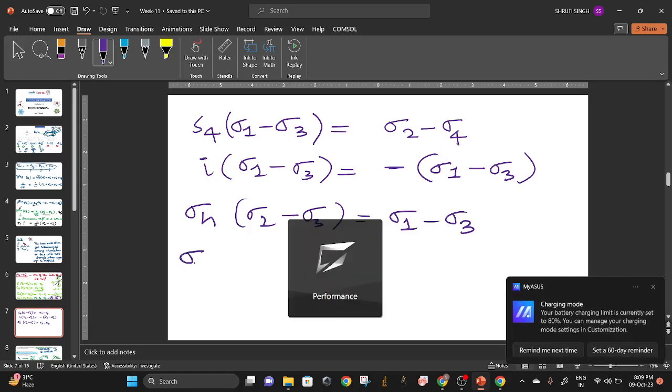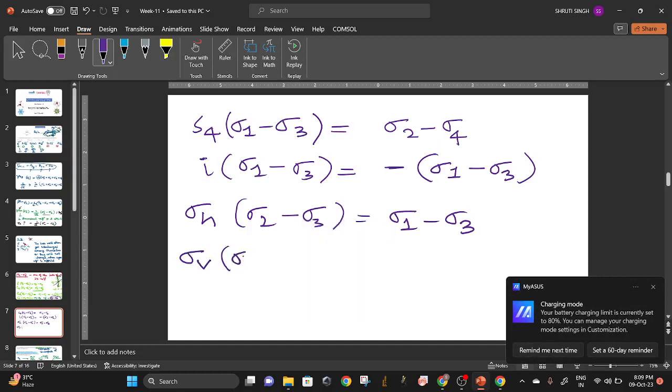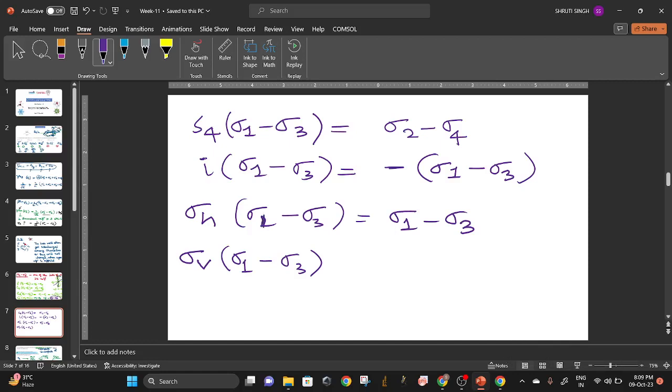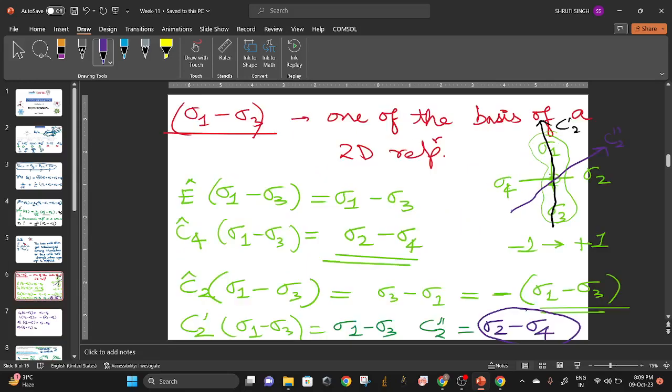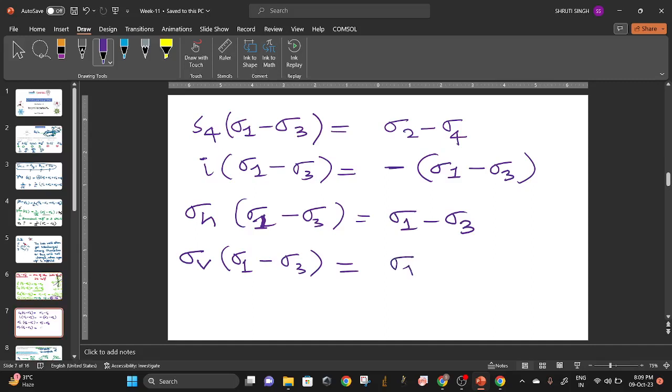Next, when you apply sigma v, sigma 1 minus sigma 3, this is 1. When you apply sigma v, so sigma v is along the bond. So nothing will change. It will remain sigma 1 minus sigma 3.